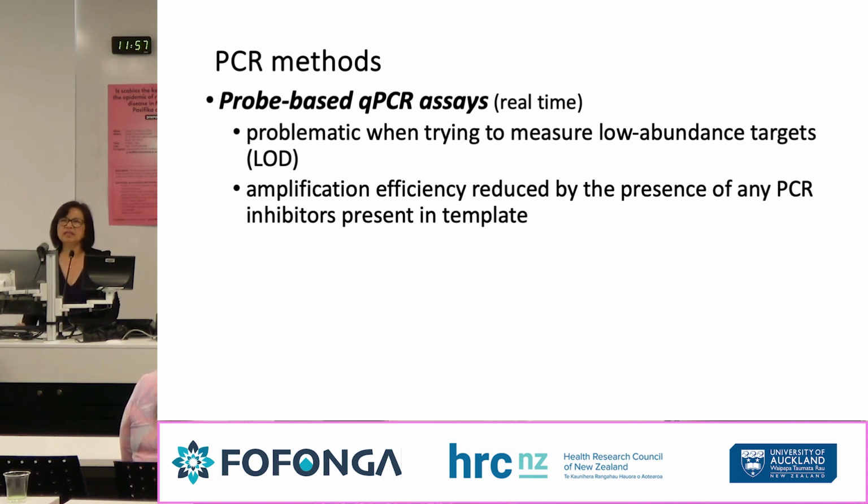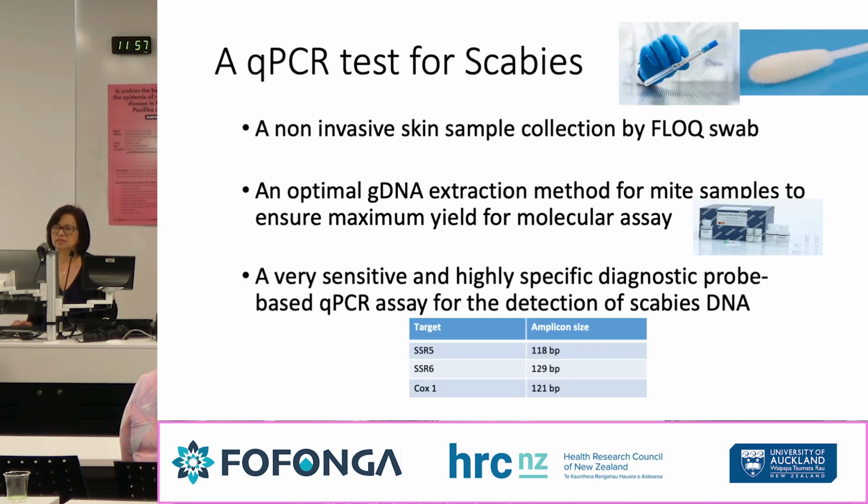So, but even high technology stuff can have some limitations. The real-time probe-based PCR can also be problematic because sometimes you have very low abundance of your targets, and this happens in the real scenario that you don't really get a lot of mite material from your population. And there are also some other inhibitory materials in the sample that can inhibit the amplification efficiency. So we need to circumvent all these limitations.